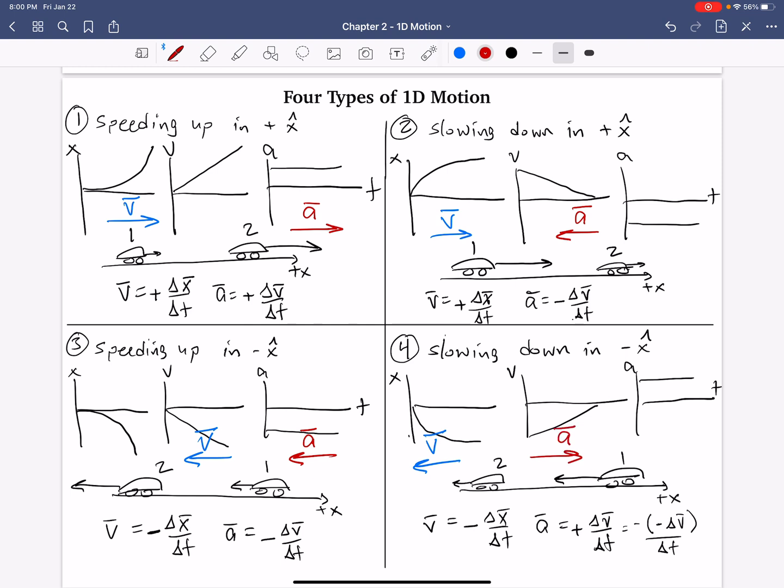And so again, in blue, the velocities are such that whichever direction the speed increases. For acceleration, in red, it's whichever way the change in velocity is pointing.